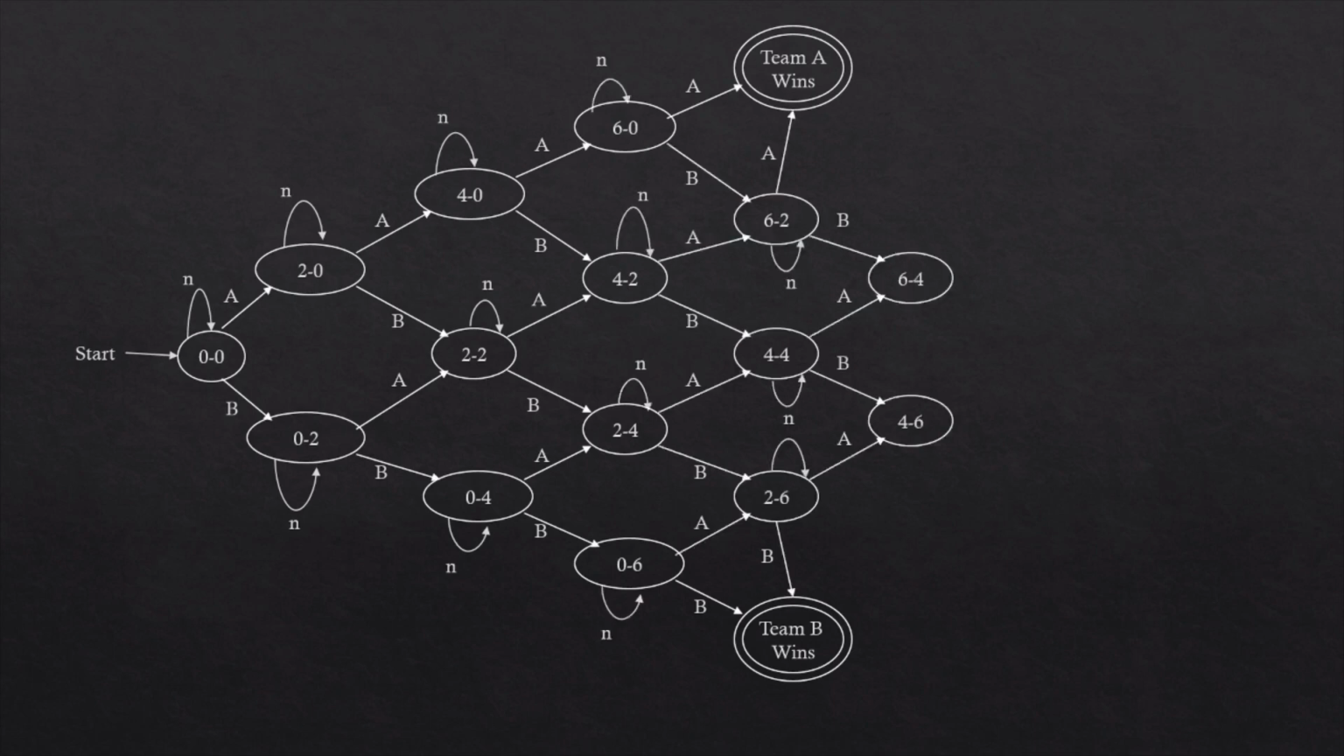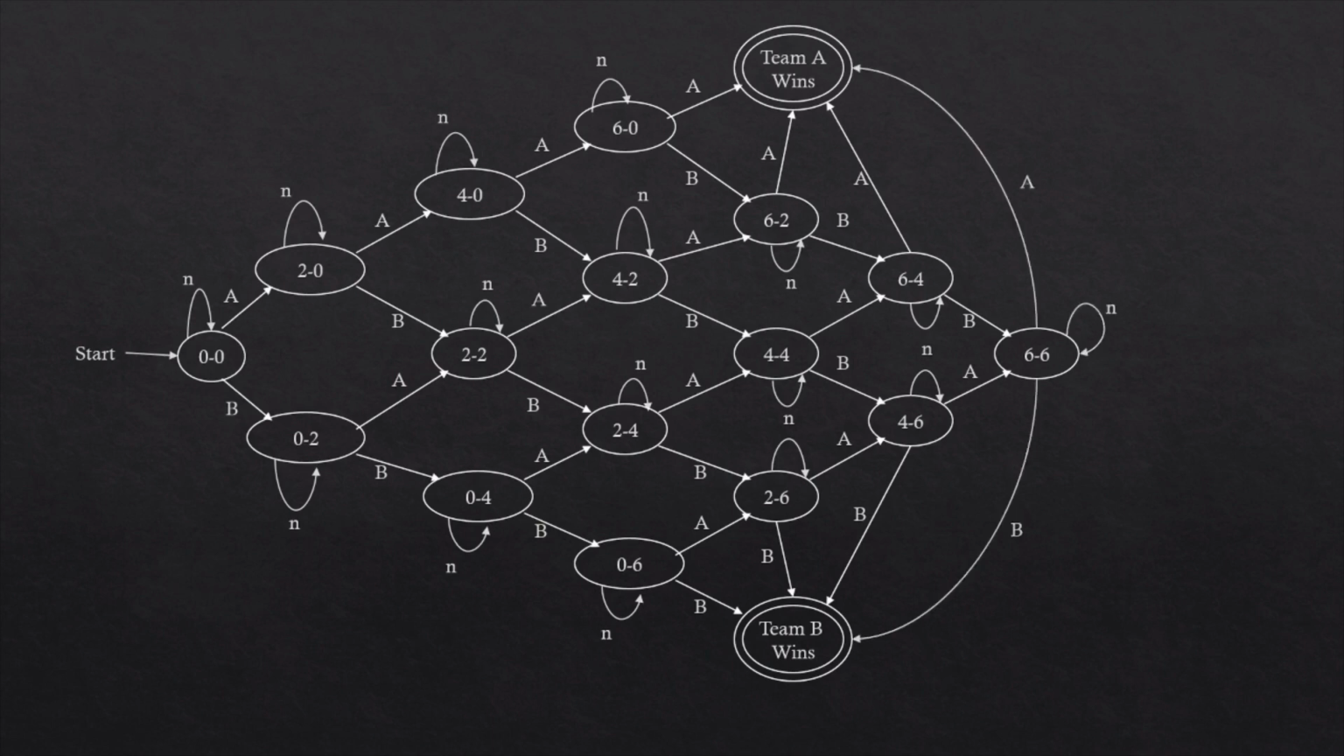Now, moving on, let's look at the states 6, 4 and 4, 6, which can lead to a score of 6, 6. Similar to how we got to the state 2, 2 from 2, 0 and 0, 2. From the state 6, 6, if team A scores the next point, they win. And if team B scores the next point, team B wins. Notice how we stay at score 6, 6 until one of the teams scores a point and reaches a score of 8. It's important that you understand that idea.